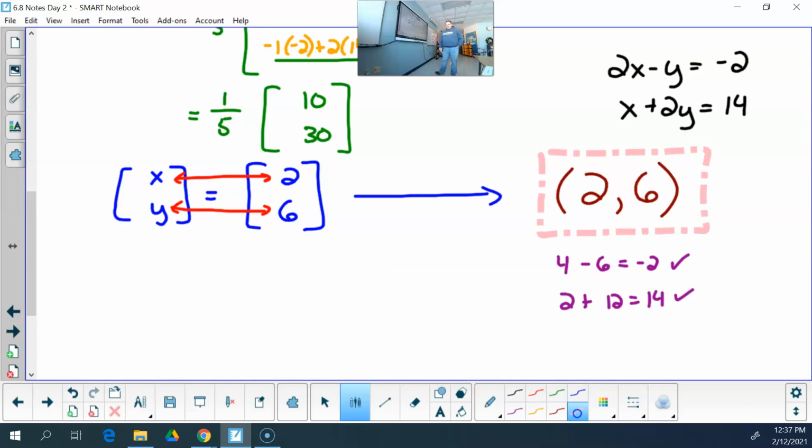Okay? So that's how we, again, solve using matrices. Thanks for watching. You can continue to work on this week's worksheet, which is the review worksheet for this week's summative test.